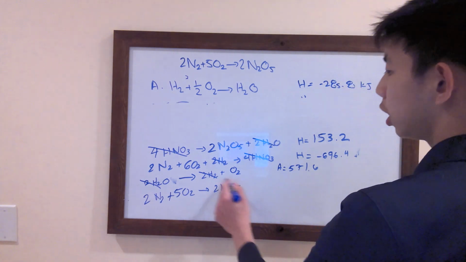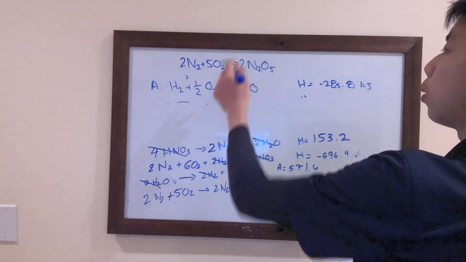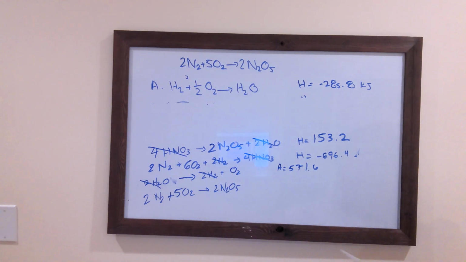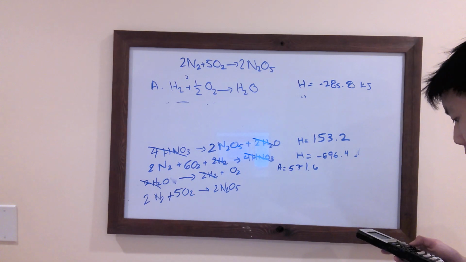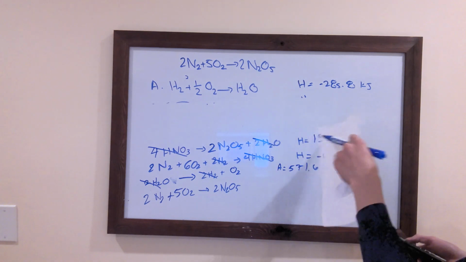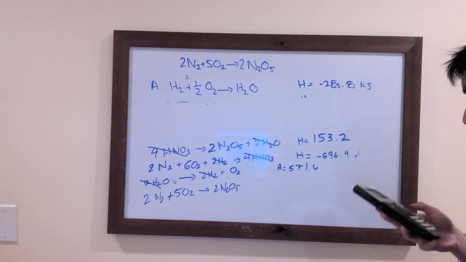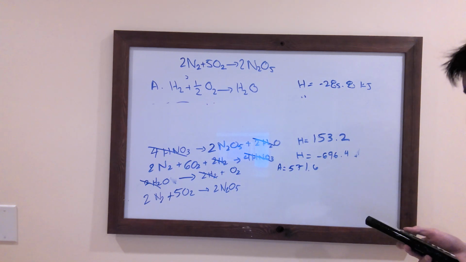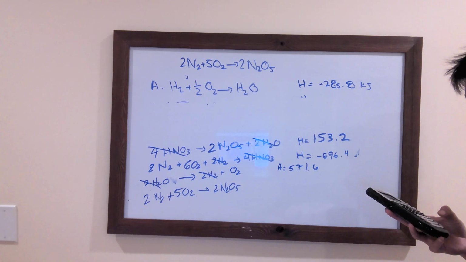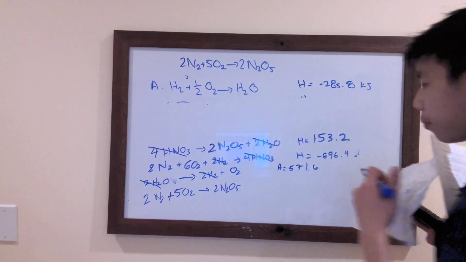And look, this final equation matches the one that we want. And so we just add up all these values together. 153 plus negative 696.4 plus 571.6. And this will give us 28.4.